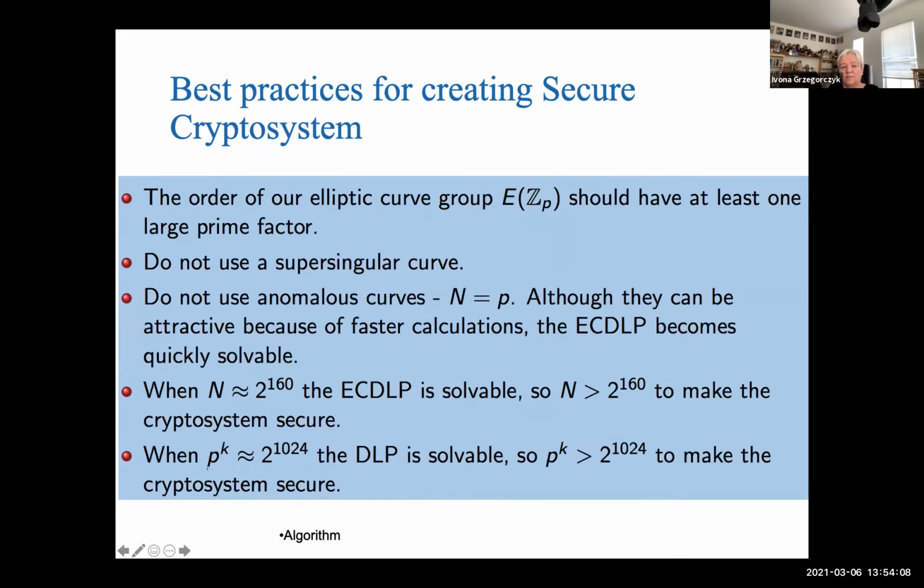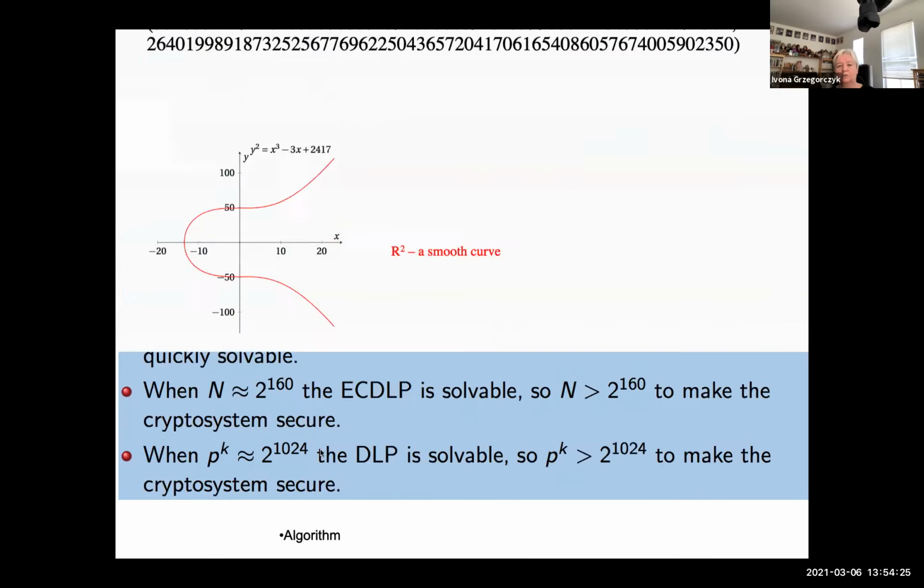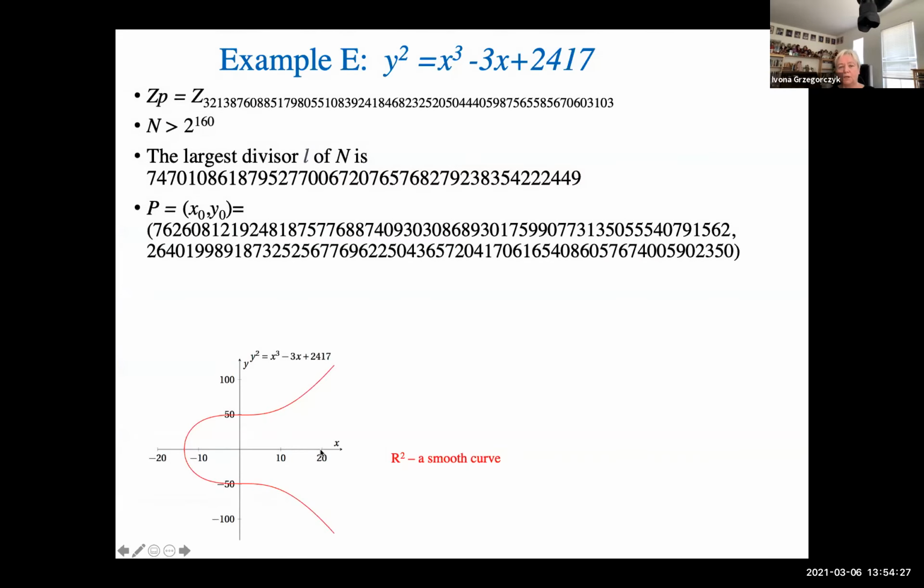Now, what is your prime? Well, you can take your prime, or you can take your prime in some power. It works also good. And you want to make sure that this is bigger than 2 to the power 1024. Okay, so you see what I'm saying? These are the numbers that we are talking about. And this is an example.